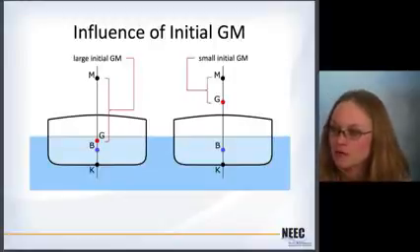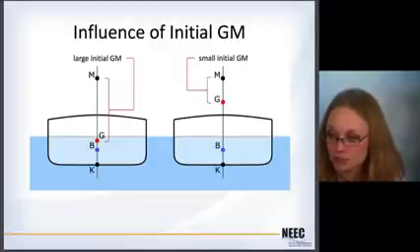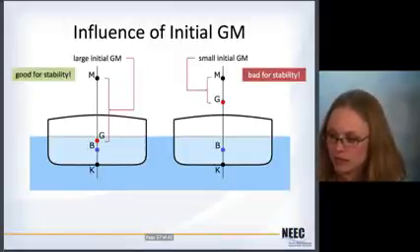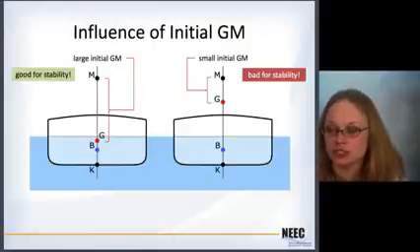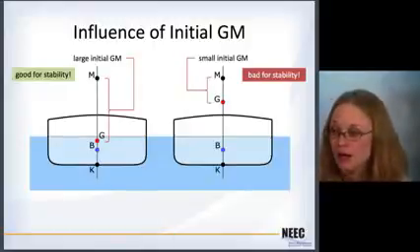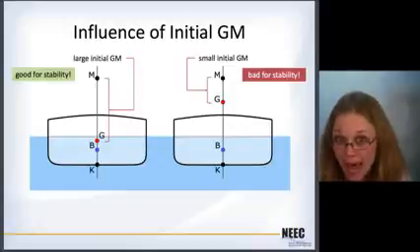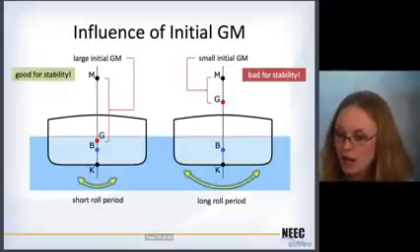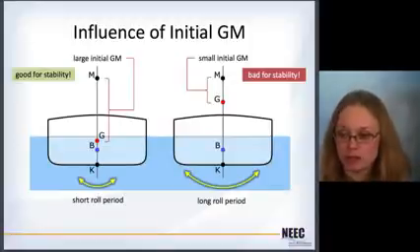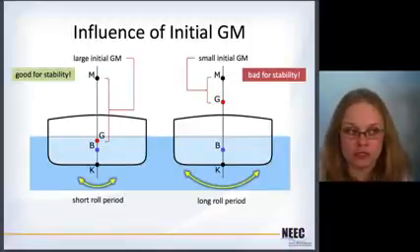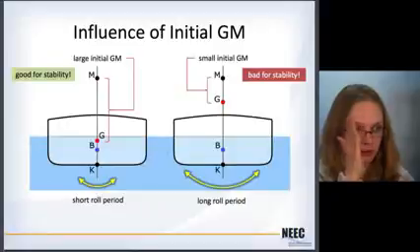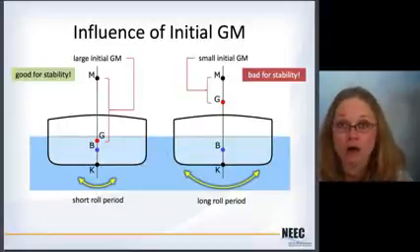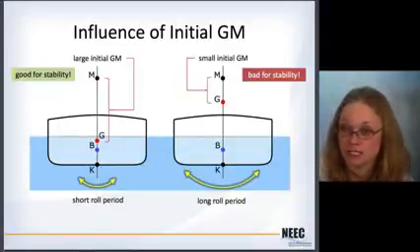So for example, here is a ship that has a large initial GM and a ship that has a small initial GM. This is just showing you kind of how things might come about. A large initial GM is very good for stability, right? And the small initial GM is bad for stability, because you don't have much wiggle room there. However, a large initial GM actually gives you a short roll period. Long roll period comes about from this small initial GM.